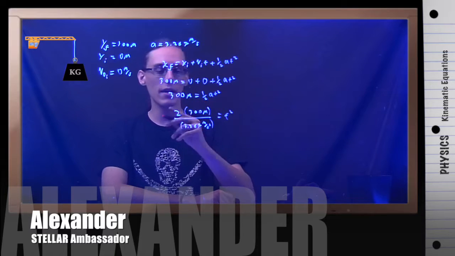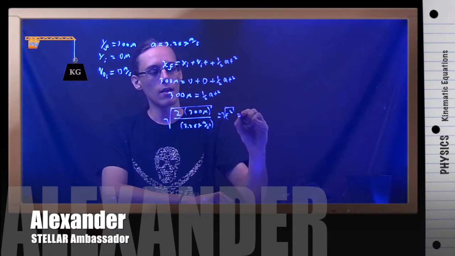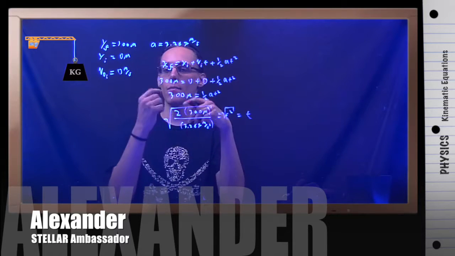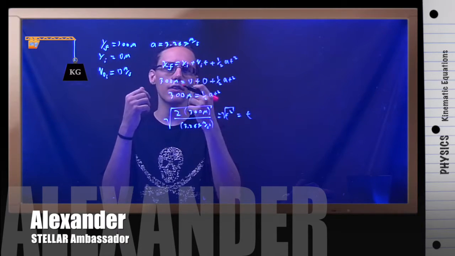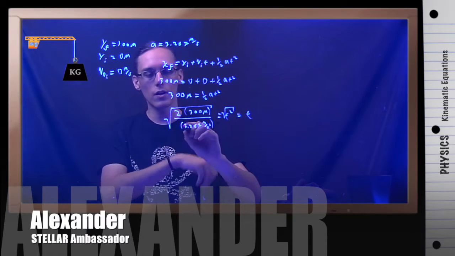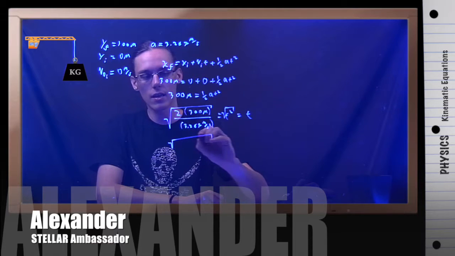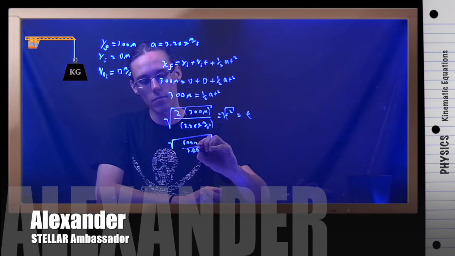So to get just t by itself, I'm going to square root both sides. Now, normally when you square root, you have both a positive and a negative answer. But since we're talking about time, a negative answer would not really make sense here, so I'm only going to worry about the positive one. Now, if I multiply this out on the inside, I'm going to have 600 meters over 3.267 meters per second squared.